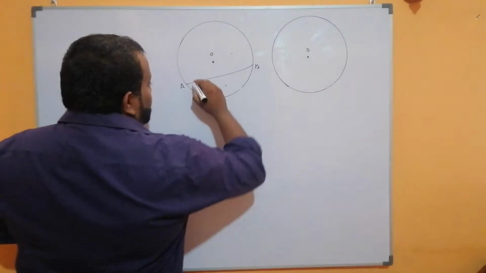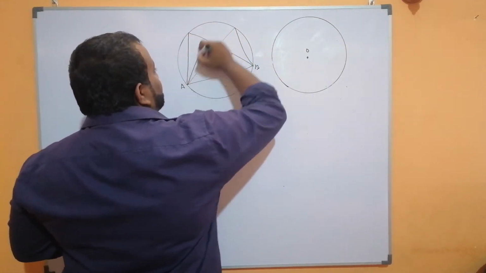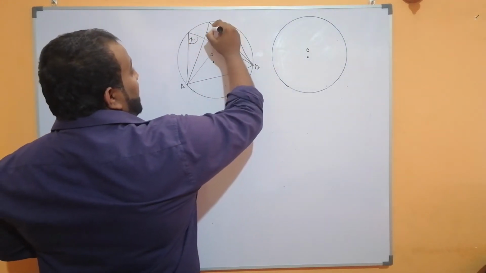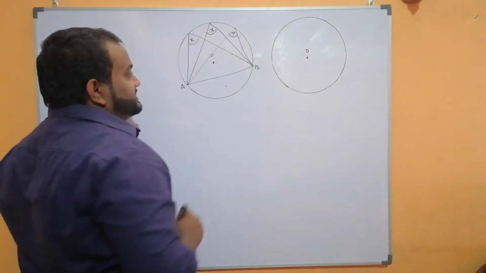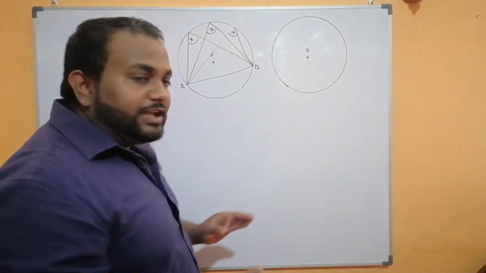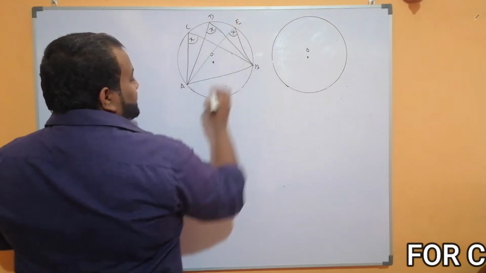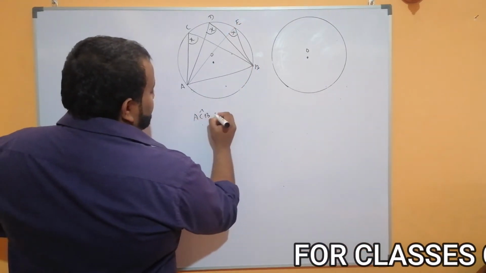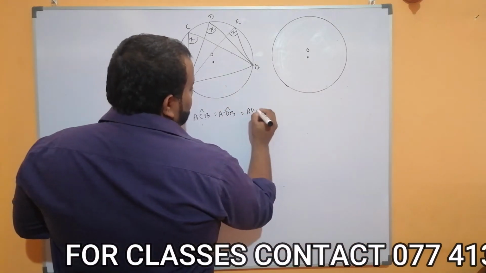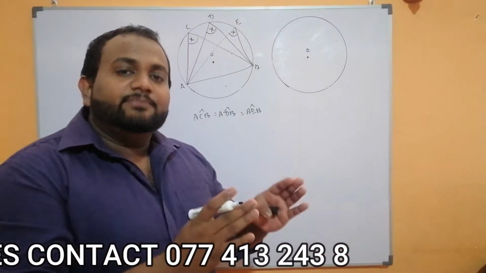There we come across the word segment. Let's look at this. If I draw triangles, it doesn't matter how many triangles we draw, the angle produced at the circumference by this chord, they all are equal, because we know that angle ACB is equal to angle ADB is equal to angle AEB, because all of these angles fall under the same segment.